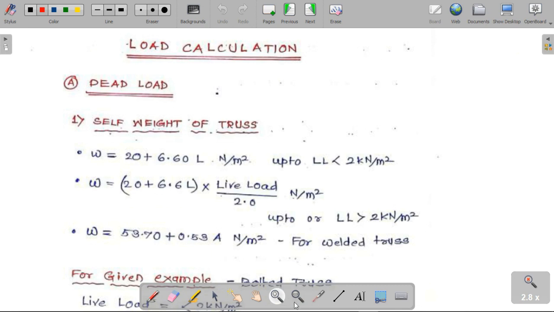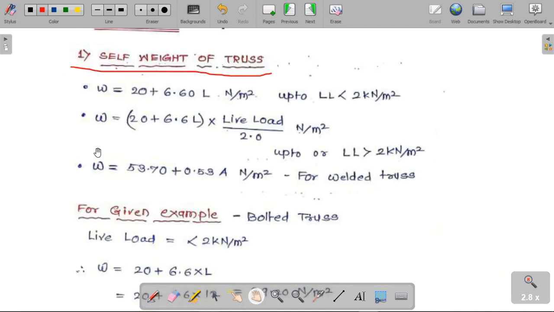Okay, so first we'll try to calculate the dead load, and in the dead load the first one is the self weight. So self weight of the truss. So we have three basic different equations to calculate the truss. First one is the self-weight which is calculated when the live load is only up to 2 kilonewton per meter square.